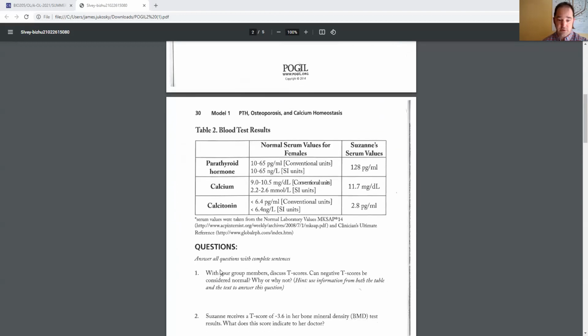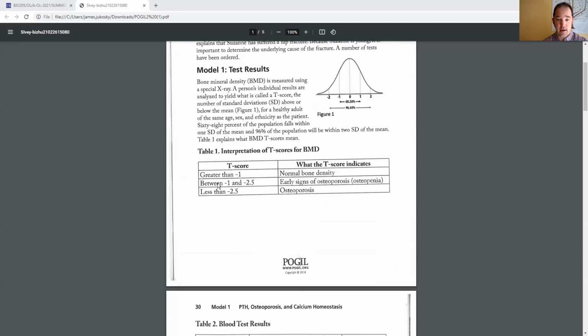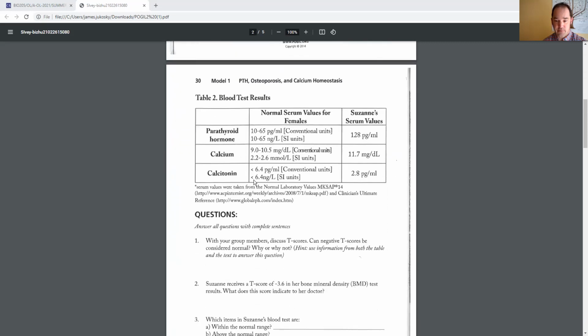The first question says, discuss T-scores. Can negative T-scores be considered normal? You can see greater than -1 is normal bone density. Between -1 and -2.5 is early signs of osteoporosis. So if you're between -1 and 0, that's still normal, even if you're at -0.5 or -0.8. So negative T-scores can be considered normal.